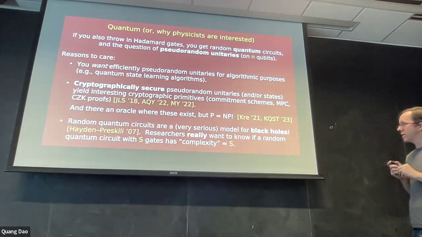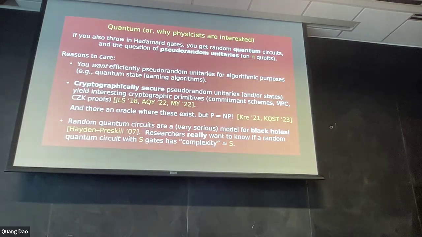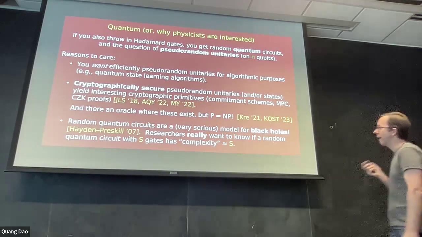Finally, random quantum circuits are a very serious model for black holes, apparently. This interest maybe comes from this paper by Hayden and Preskill. In fact, in the Hayden-Preskill paper, they even start by saying our toy model for black holes will be random reversible circuits, just like we talked about in this talk. They're like, okay, we've got to get serious and make them random quantum circuits.